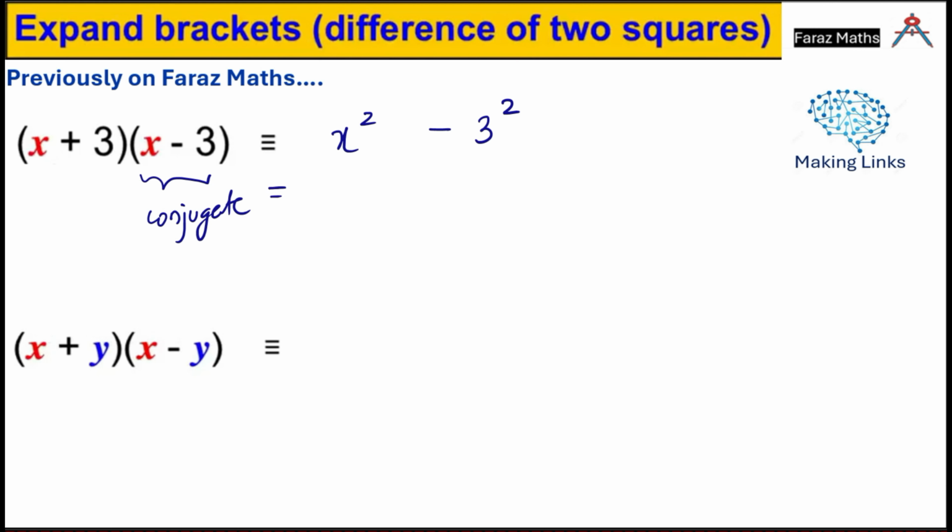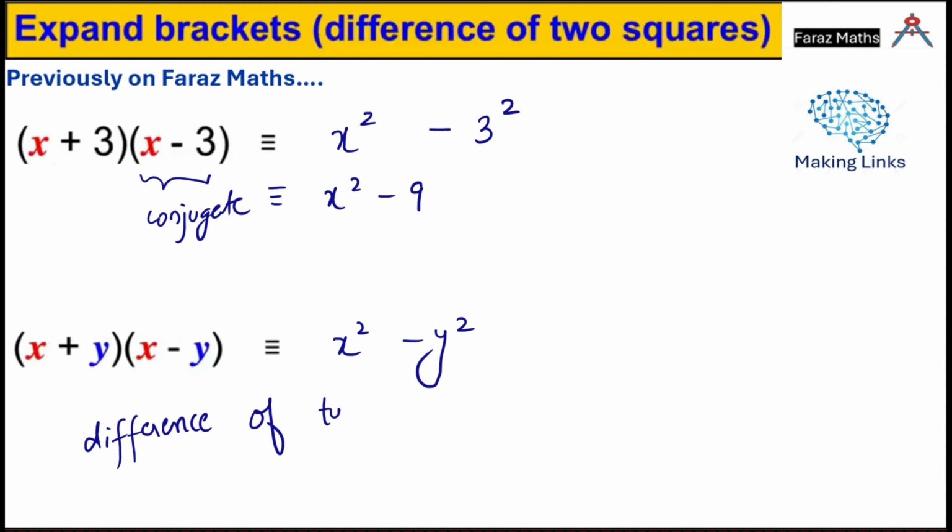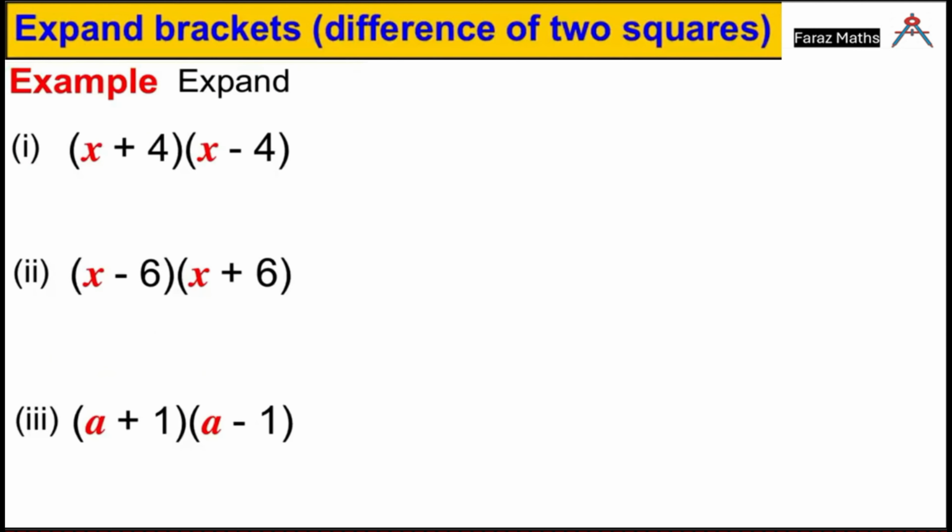x square minus 3 square, which will make it x square minus 9. So if I generalize, or make the abstract statement, I can write (x plus y)(x minus y) is x square minus y square. And this is the difference of two squares. Okay, let's move to the next.